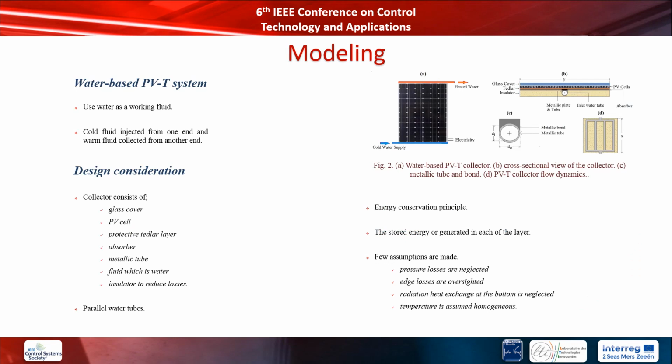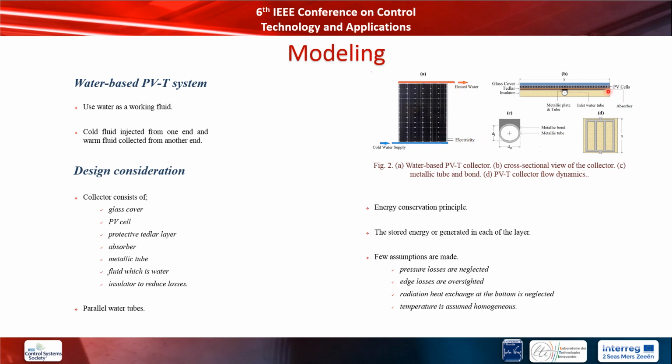Various studies have been conducted, and a variety of design configurations of PVT collectors, such as air-based, water-based, glazed, unglazed, and PVT with natural or forced circulation flow, are addressed. In this work, a water-based PVT collector is considered. It is the most common domestically used panel and produces more energy than individual conventional PV and solar thermal panels installed over the same area. Cold water is injected from one end of the panel and warm water is collected from the other end of the collector, along with electrical gain.